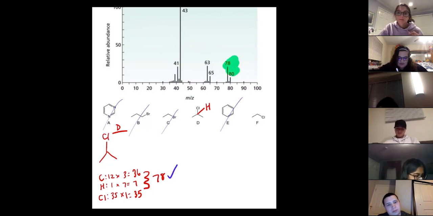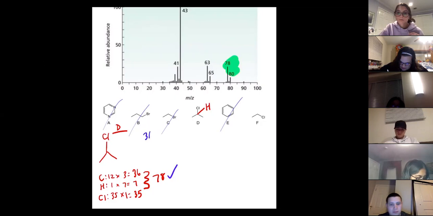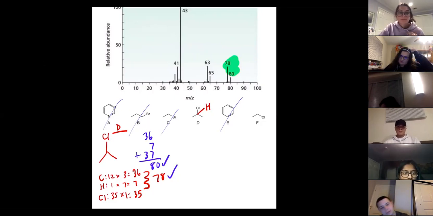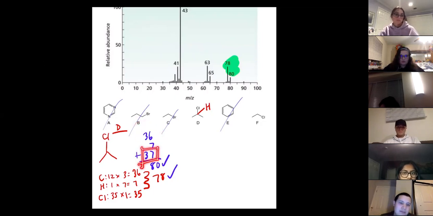So then you want to do it again with the 37 isotope. It should equal 80 because it's 2 more, but let's just double check. So then you get 36, 7, 37, and that's 80. So both isotopes check out for D. All right, does everybody get the math I did there? Here, the numbers stay the same. I'm just changing the isotope. Okay.